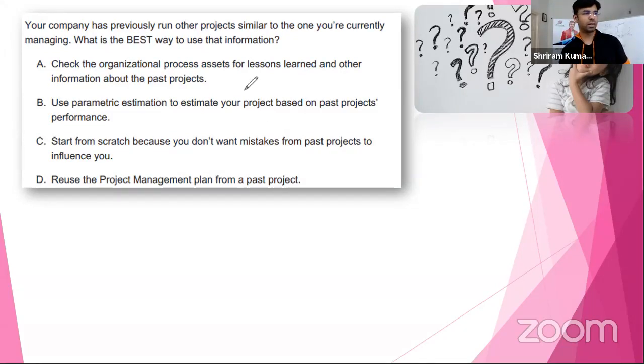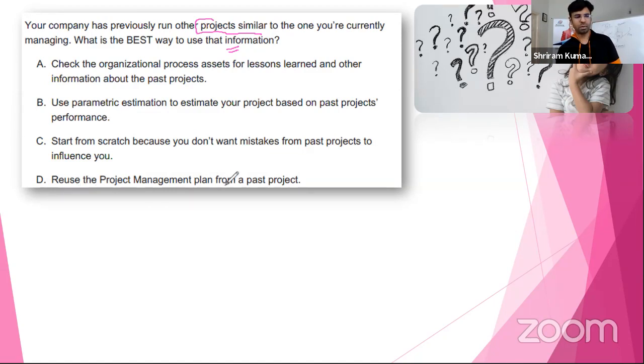So now I'm looking at the keyword. Your company has previously run other projects similar to the one you are currently managing. What is the best way to use the information? They're asking what's the best way to use that information, right? So if that's the case, what to do? Let me go from the bottom. Sometimes they ask to read the answers from the bottom so that you don't miss any of the answers.